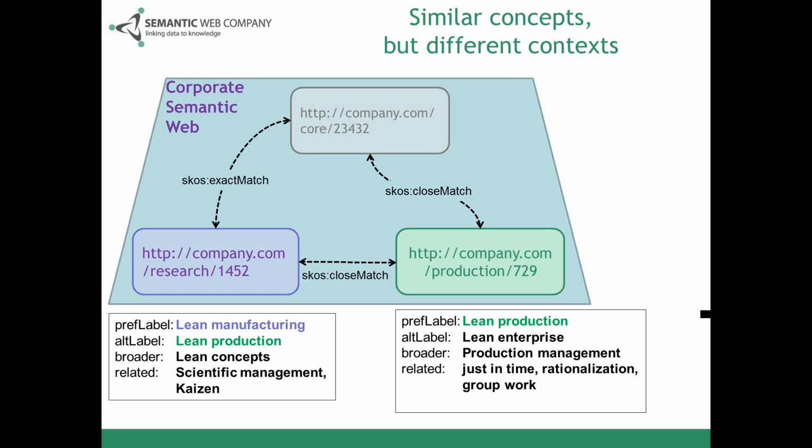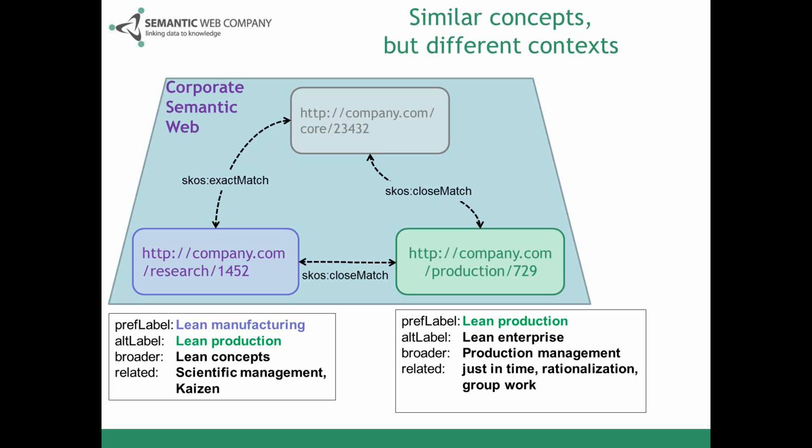So research always has something else in mind as production would have in mind when they talk about lean manufacturing. They call it lean production anyway, and they have, for instance, just in time in mind when they talk about lean production. But still, those things are related to each other, and so here SKOS close match will help us to make this relation. And on top you see the core vocabulary.